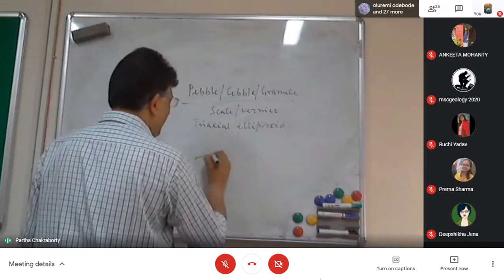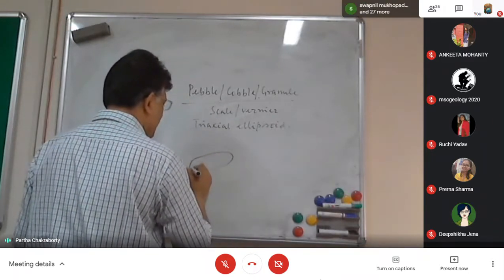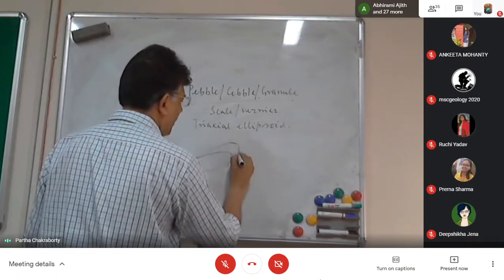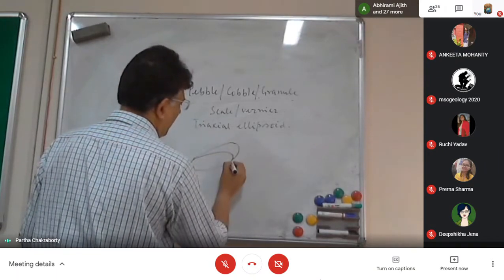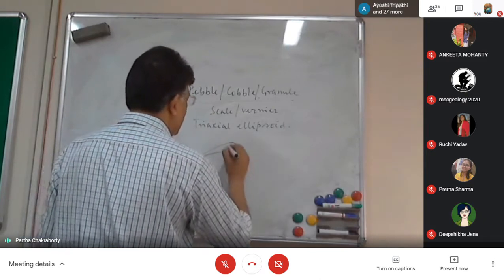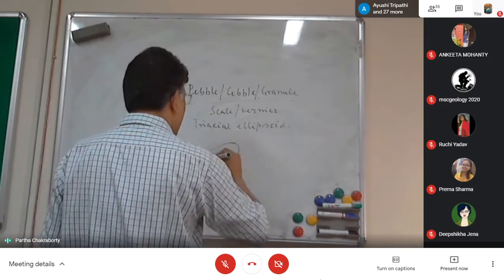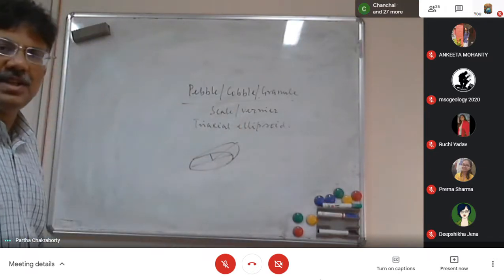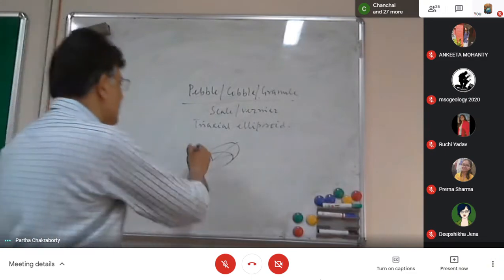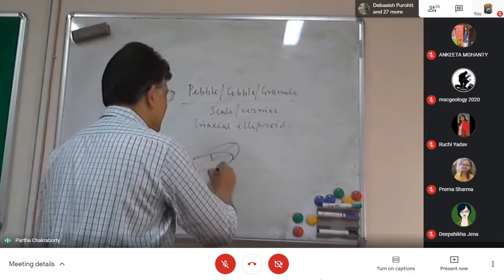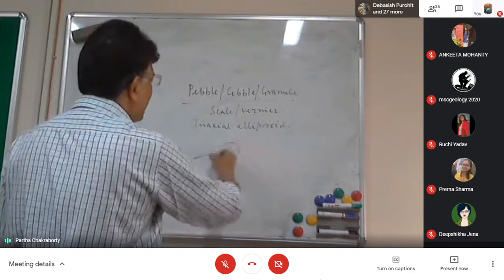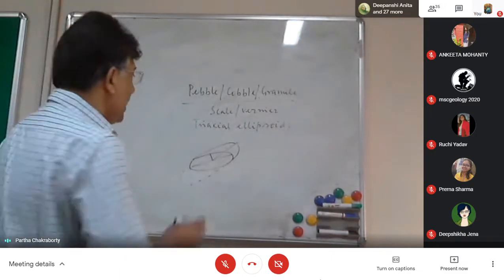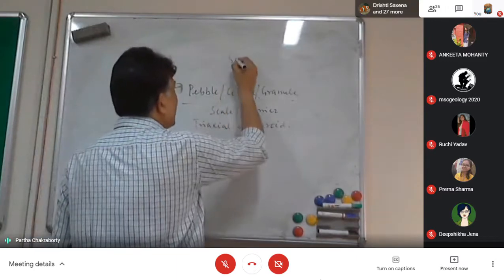So, if this is a pebble, you can have this axis, this axis, and then this one. So you can directly measure the three different axes. If this is a pebble and I cut it, I can measure the three different axes very easily. Now the problem starts when you come to the sand.